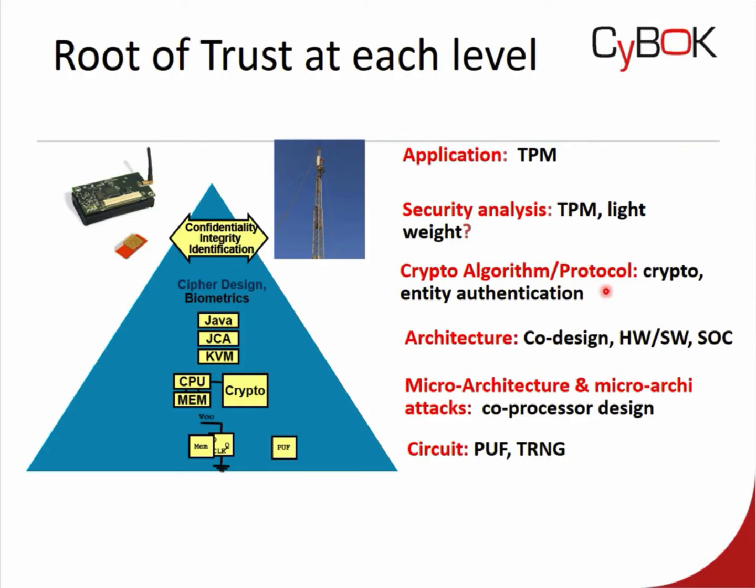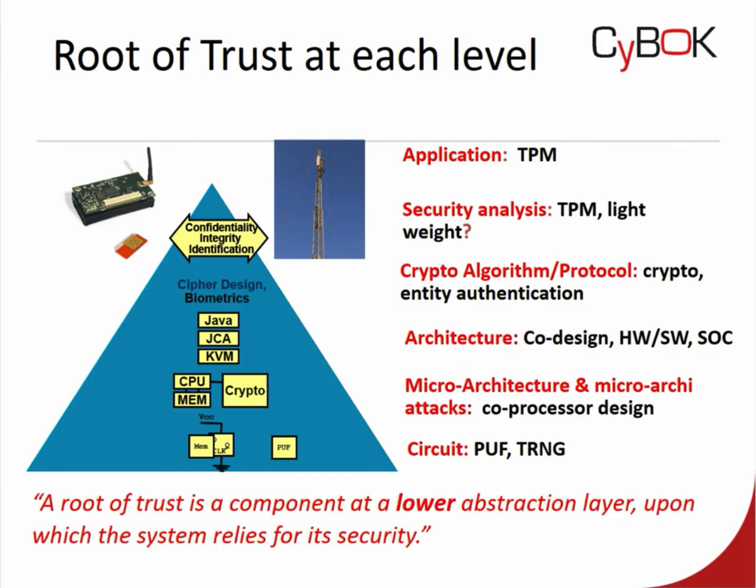Now, the crypto designers assume that they have secure implementations. And the secure implementation people assume that they have secure technology. Maybe they rely on PUFs, secure key storage, random numbers, and so on. So the definition of a root of trust is a component at a lower abstraction layer upon which the system relies for its security. So from top to bottom, we go down in the abstraction layers, and if you design at a certain layer, your root of trust will be one layer down.